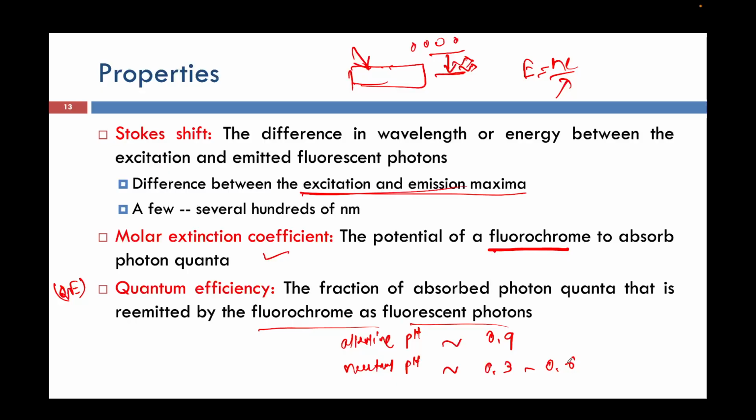And similarly for the Stokes shift, the value lies from a few to several hundreds of nanometers. Generally the value is 25 nanometers also. Generally the value of Stokes shift stays between 25 and 200. So these are some of the terms that you have to see, because they are associated with fluorescence microscopy.